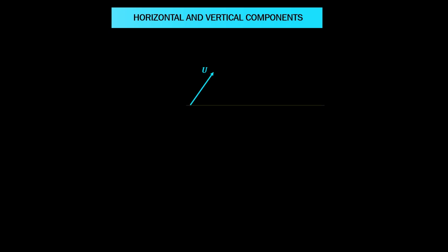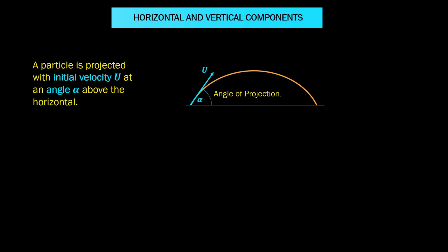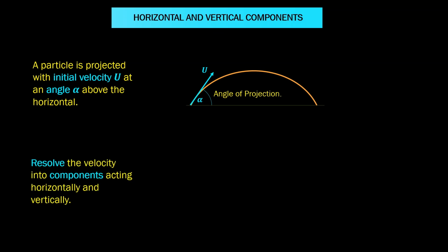Consider a particle being projected at an angle alpha, as shown here, with velocity u. We're going to resolve the velocity into components acting horizontally and vertically. So ux, as shown here, and uy, as shown here. Uy can also be denoted as shown.